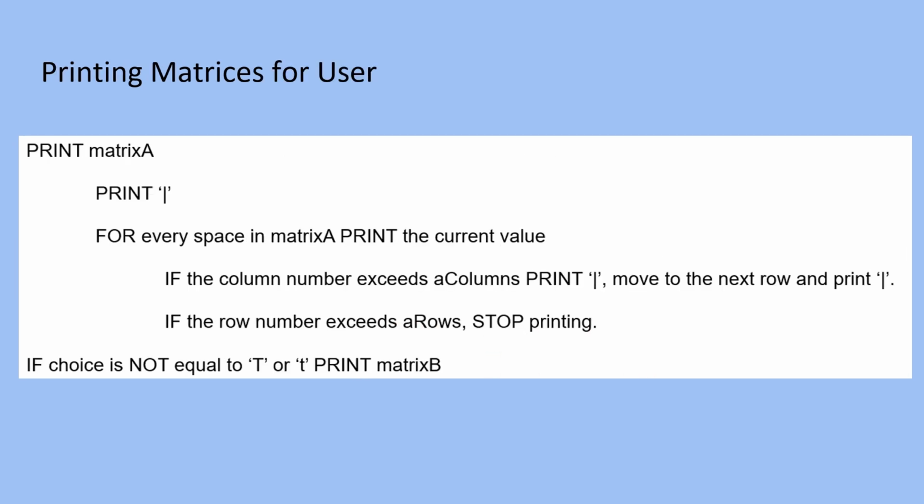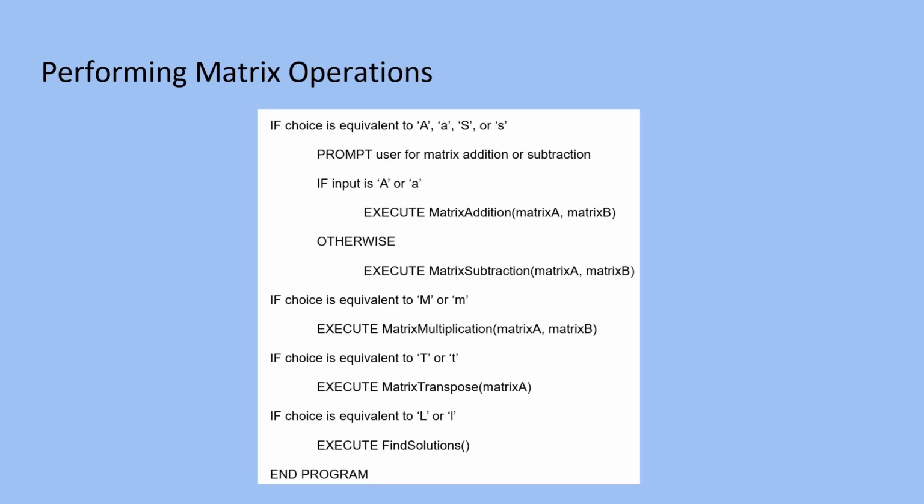Print the matrices for the user using a for loop with the same print method described in the other functions. Finally, we will perform the correct matrix operations based on the choice that the user has provided, and we will execute the corresponding functions. Finally, the program will end.